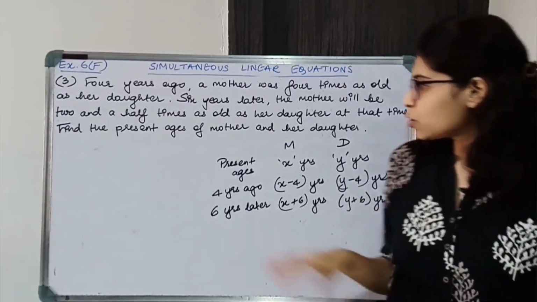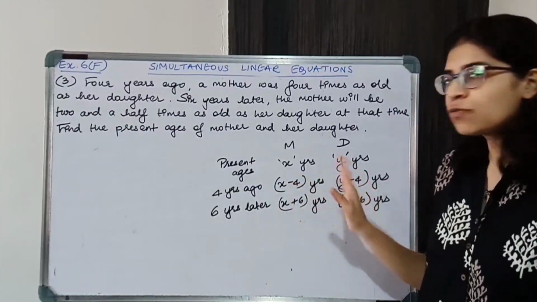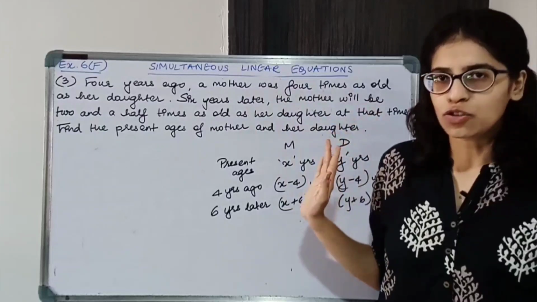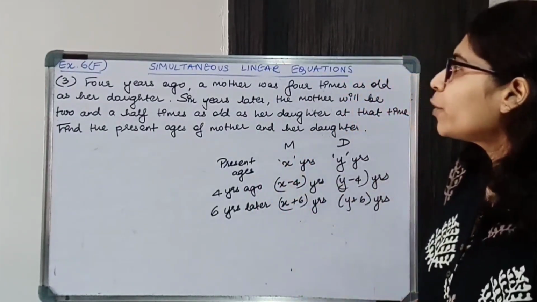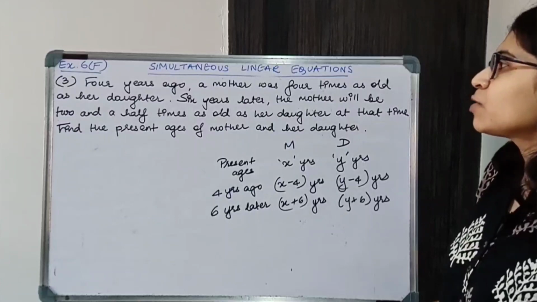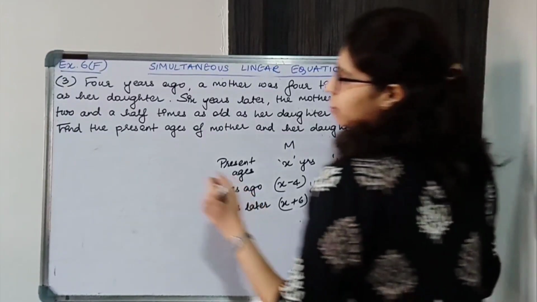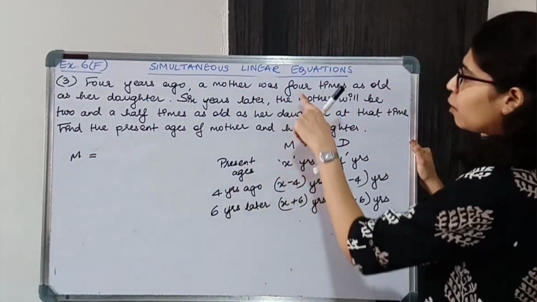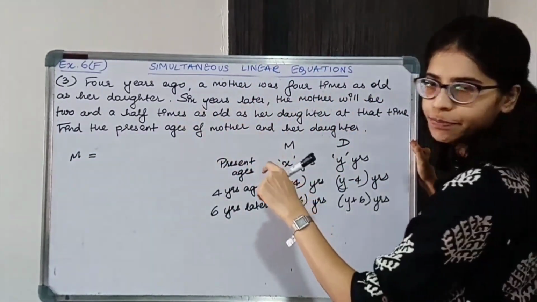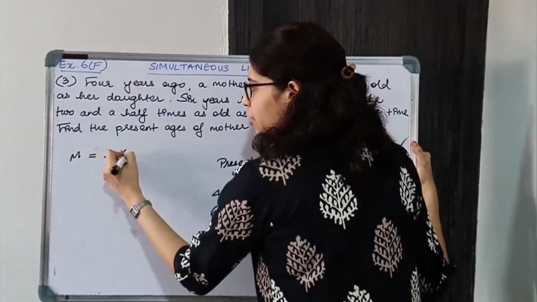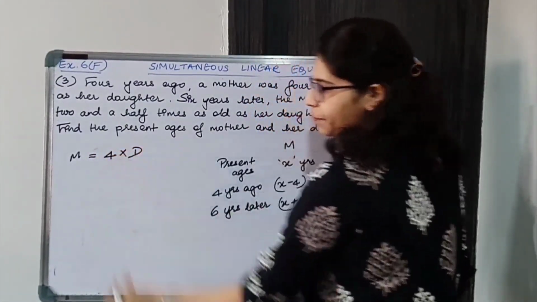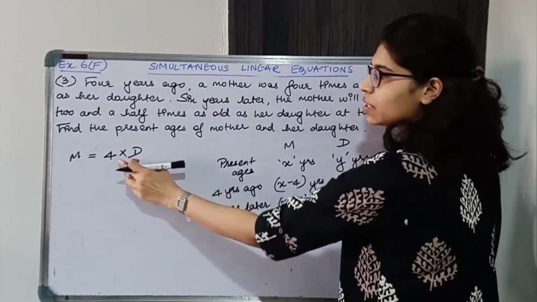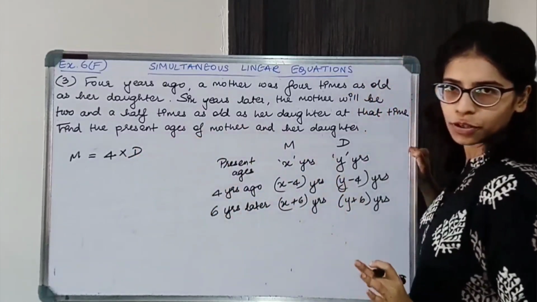Okay. So now we know what will be the ages 4 years ago and 6 years later. Now we can easily put the ages in the conditions. So first condition is 4 years ago a mother was 4 times as old as her daughter. Mother's age was means is equal to 4 times as old as her daughter. 4 times means 4 into the age of daughter. So mother's age was means is equal to 4 times, that is 4 into the age of the daughter.